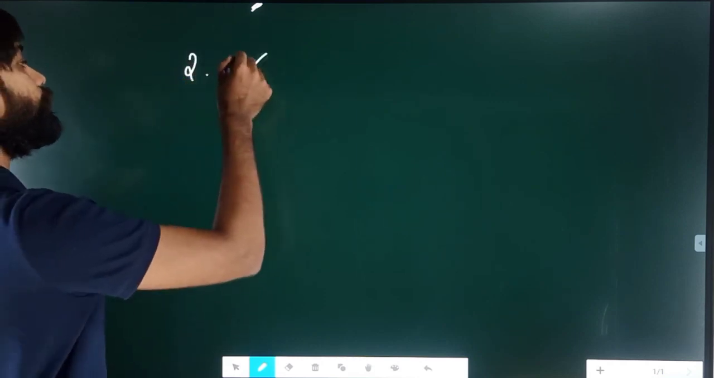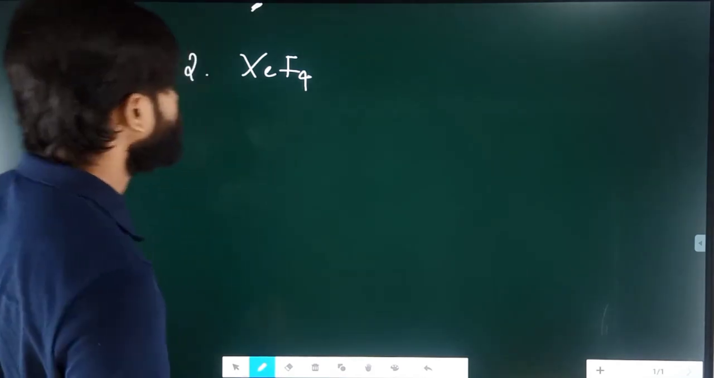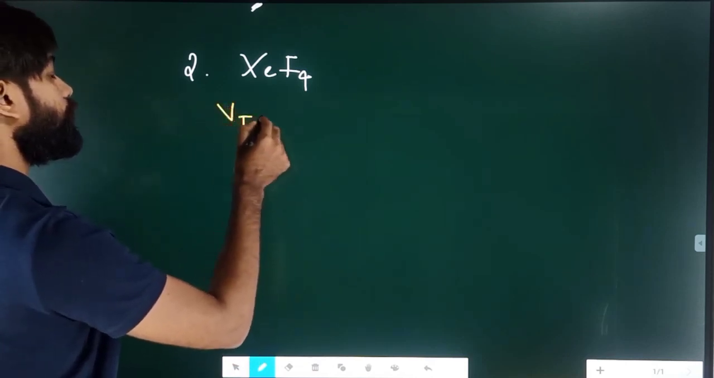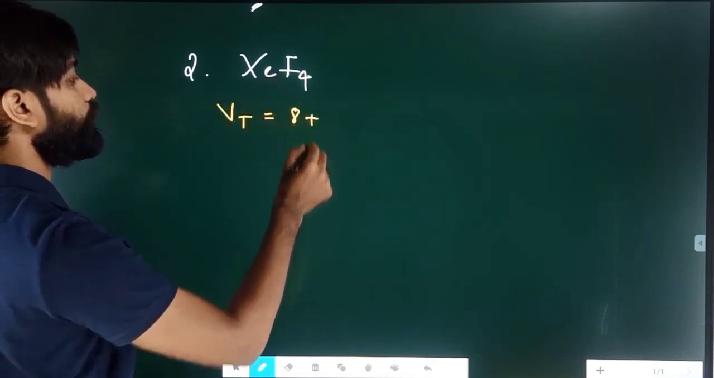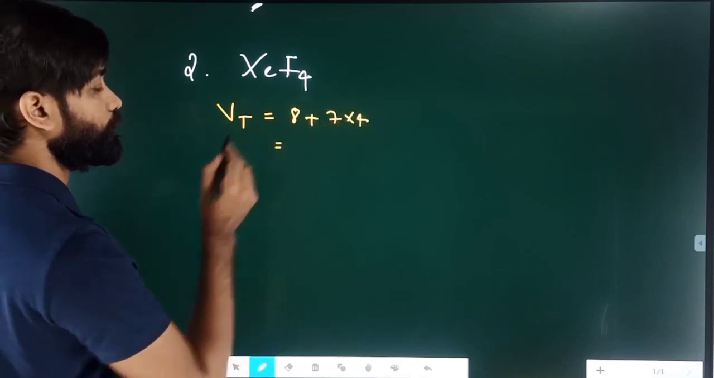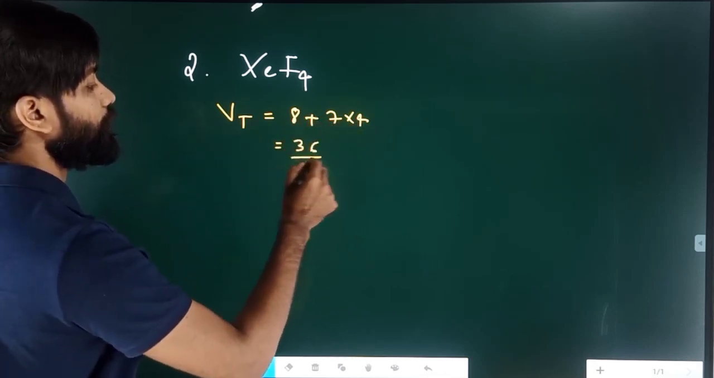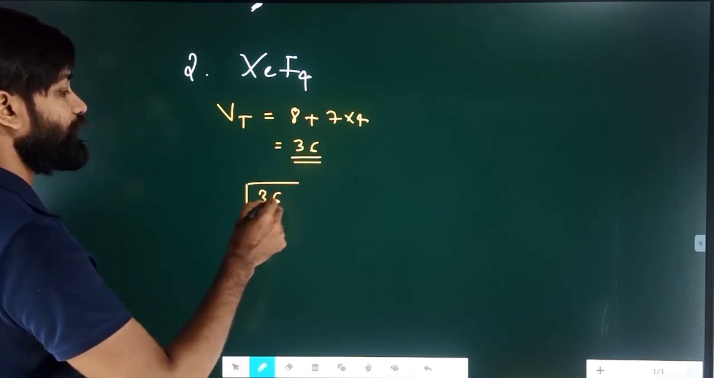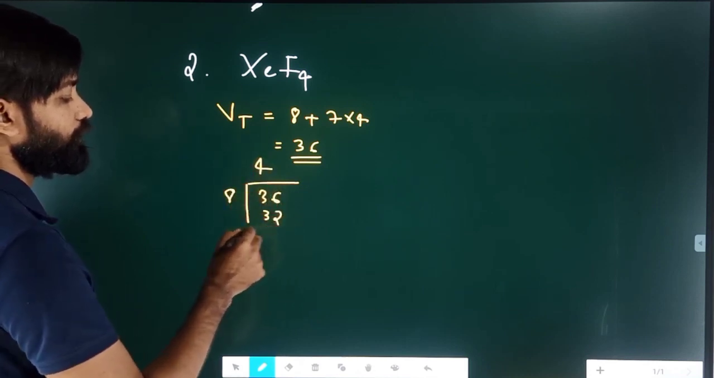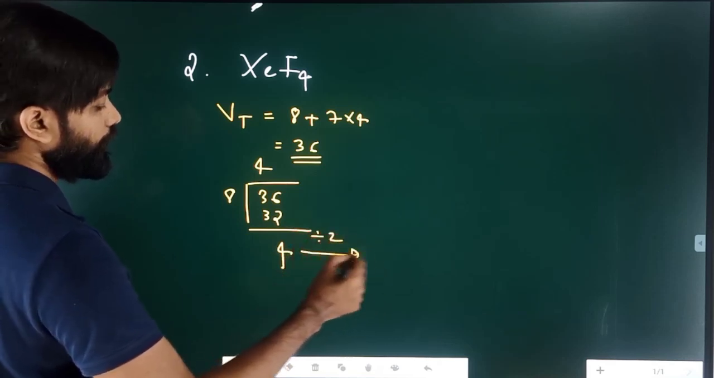Next example, if I have XeF4, I'll give you random examples. We can discuss a number of examples. The total valence electron: xenon has a valence electron of 8, fluorine has 7 into 4. So the total will be 28 plus 8, that's equal to 36. You divide that 36 once by 8, then your quotient will be 4, and 4 times 8 is 32, where the remainder is 4. Divide that remainder once by 2, and your answer will be 2.